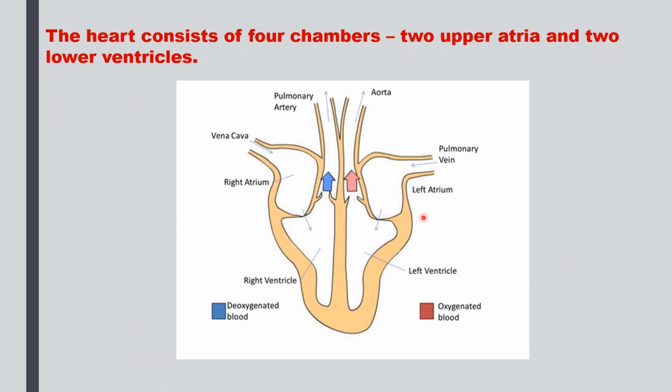There is also a transverse partition which separates the upper portion of the heart from the lower portion of the heart. So the heart is divided into right and left half and upper half and lower half. So there are totally 4 chambers present in the heart. The upper 2 chambers are called the atria, or they are also called the auricles, and the lower 2 chambers are called the ventricles. So there are 2 atria or auricles and 2 ventricles.